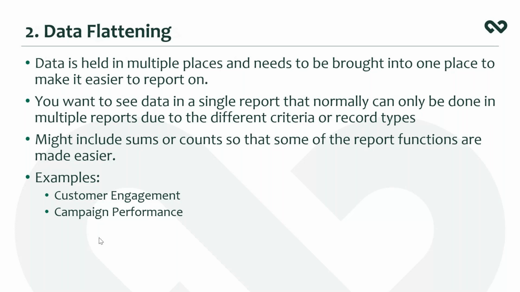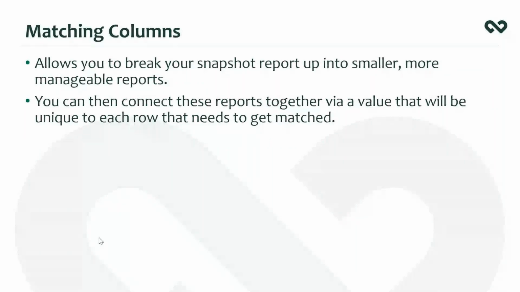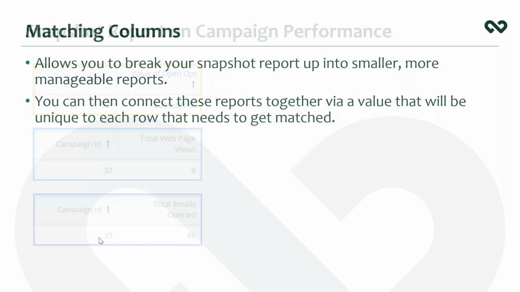And the final feature can sometimes be confusing, but you'll get the hang of it once you set up a few snapshots, is matching columns. What these allow you to do is to break your snapshot report up into smaller, more manageable reports. And then you can connect rows from different reports together if they have the same matching column ID. I'll show you a visual demonstration of this so you get a better understanding of it.